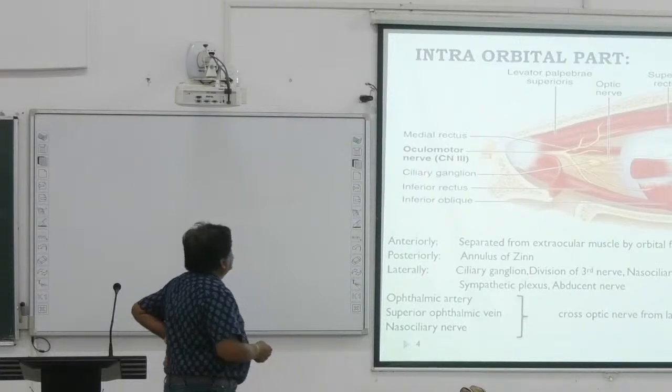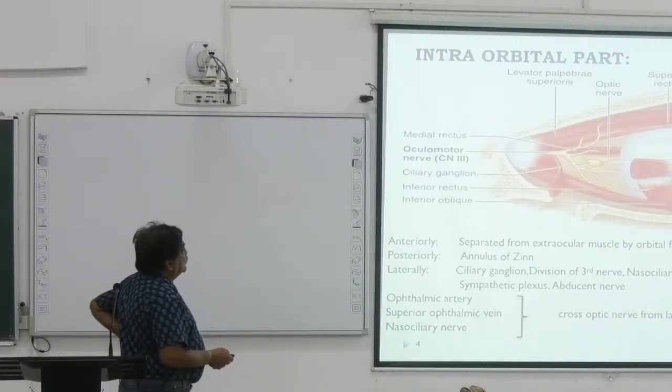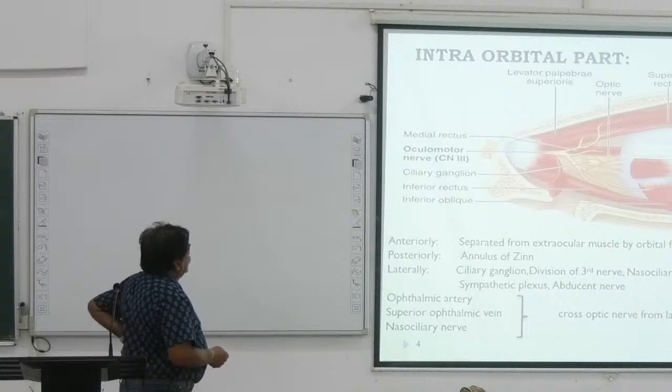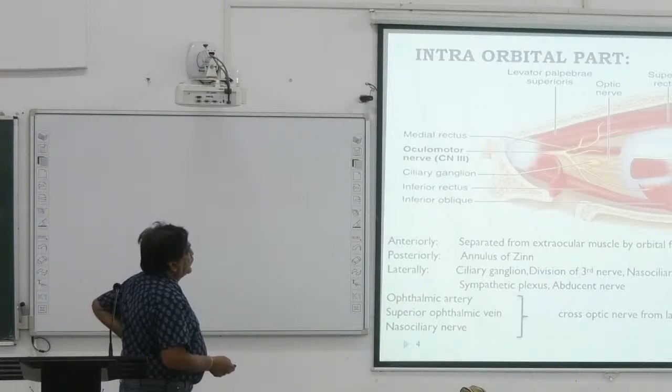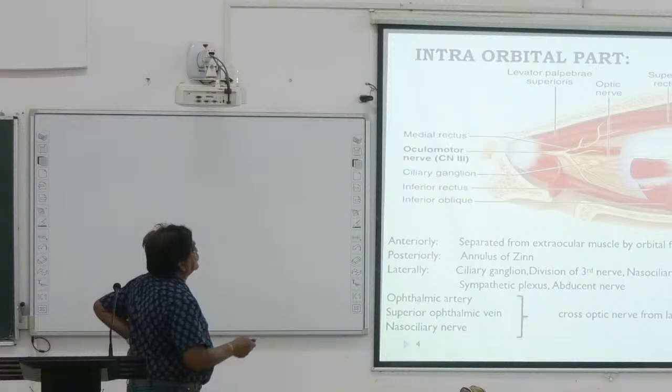Now, anteriorly separated from extraocular muscles by orbital fat, posteriorly annulus of Zinn, laterally ciliary ganglion, division of the third nerve and nasociliary nerve. This is the ciliary ganglion and the optic nerve, the lateral relation. Ophthalmic artery, superior ophthalmic vein and nasociliary nerve cross optic nerve from lateral to medial. Lateral to medial it goes there.